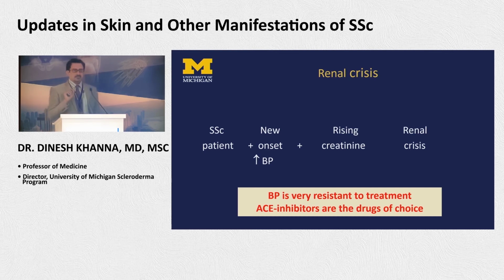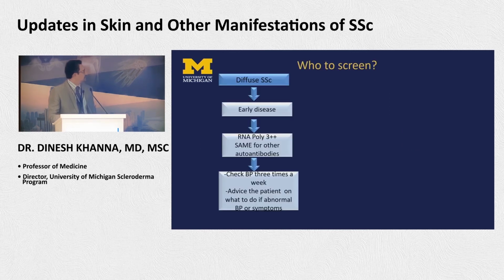The key part, if a patient has scleroderma renal crisis, is that blood pressure is very, very resistant to treatment. And ACE inhibitor is the drug of treatment and choice. So who do you screen? Early disease. Majority of the patients who develop scleroderma renal crisis are RNA polymerase III. The positive predictive value is 90%. The negative predictive value is 25.